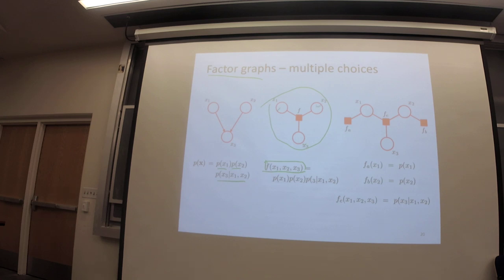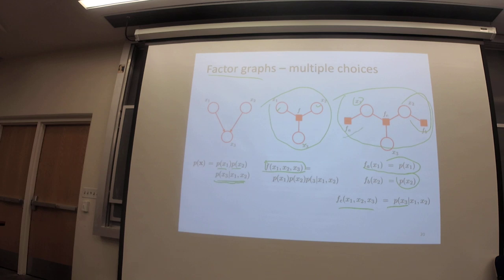If you choose to define three factors, the first factor connects to x1 only, so it is equal to p of x1. The second factor connects to x2 only, defined to be p of x2, and the third factor is defined to be p of x3 conditioned on x1 and x2. Then this is your factor graph.